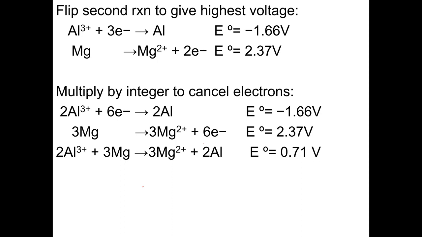So here's my setup. Here's my voltage. So I got 2.37, 1.66. When I add them together, let me go back one. So this is what you're looking at right there. So electrons go away. So my voltage is positive. We're good to go. There's my anode. Magnesium is my anode. Aluminum is your cathode.